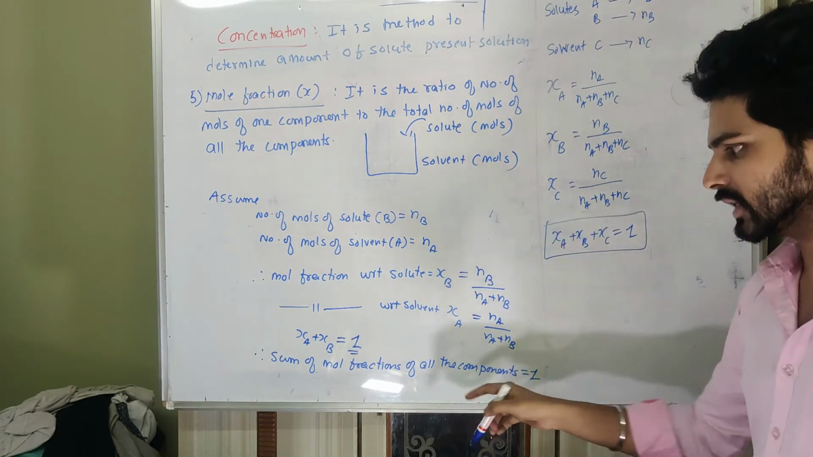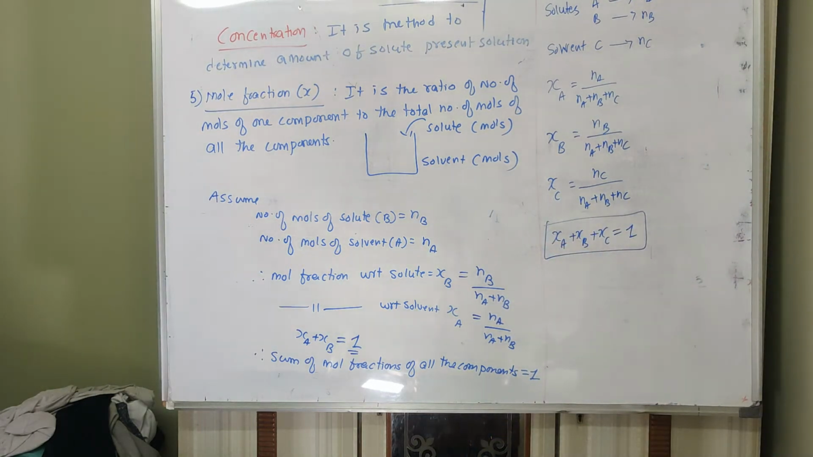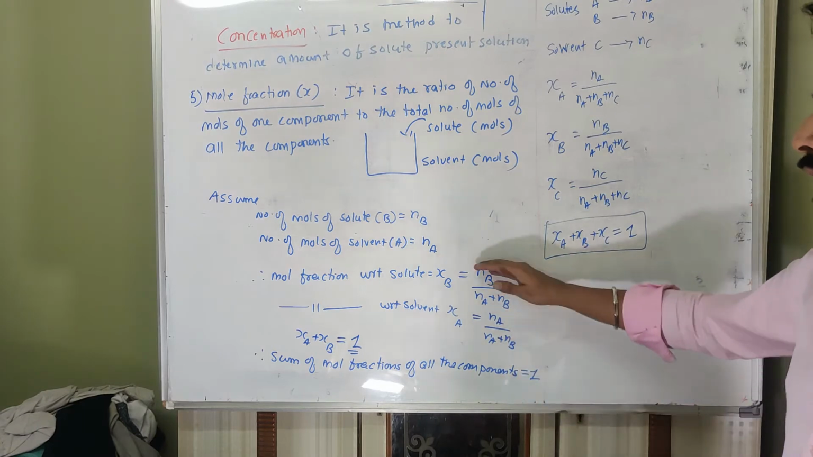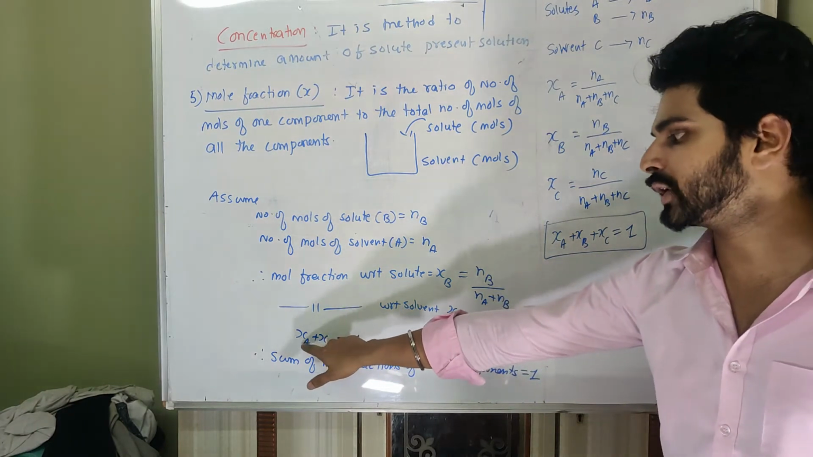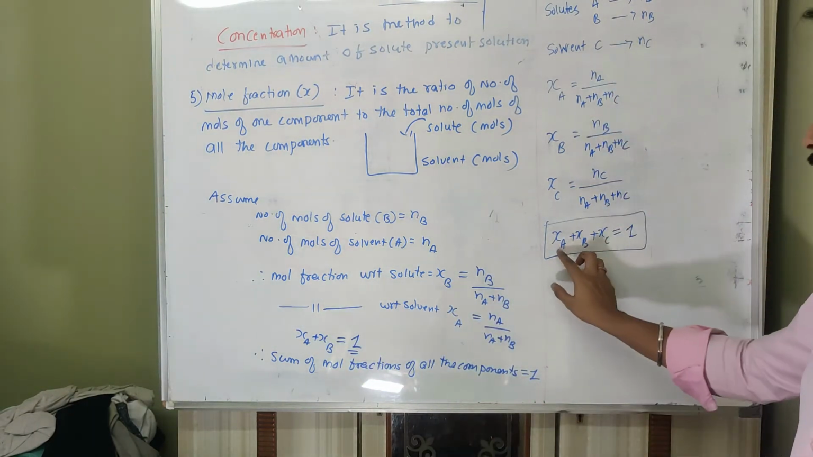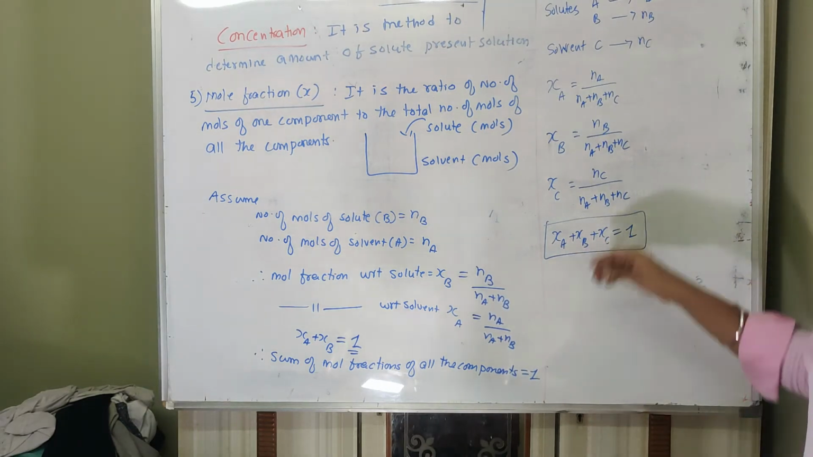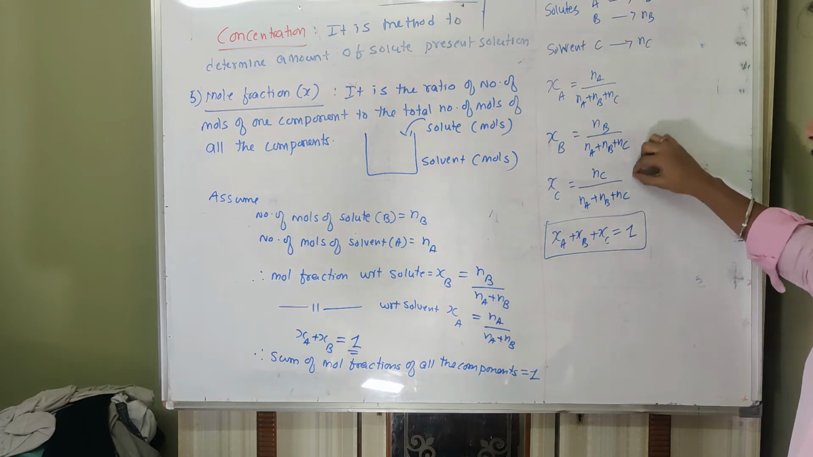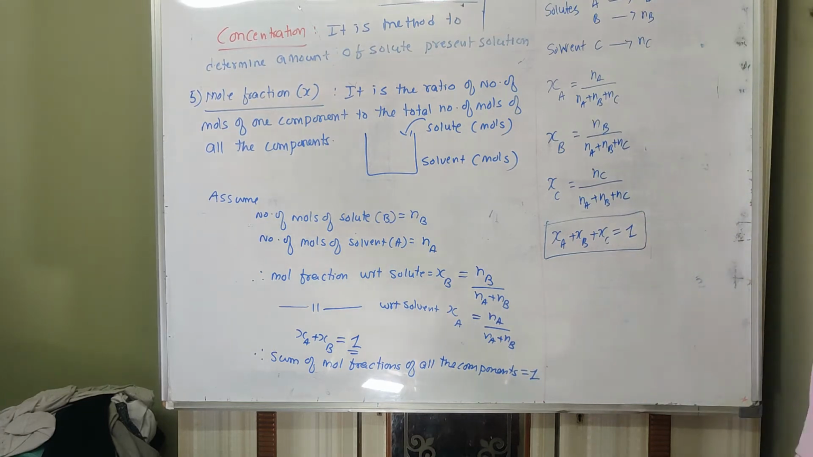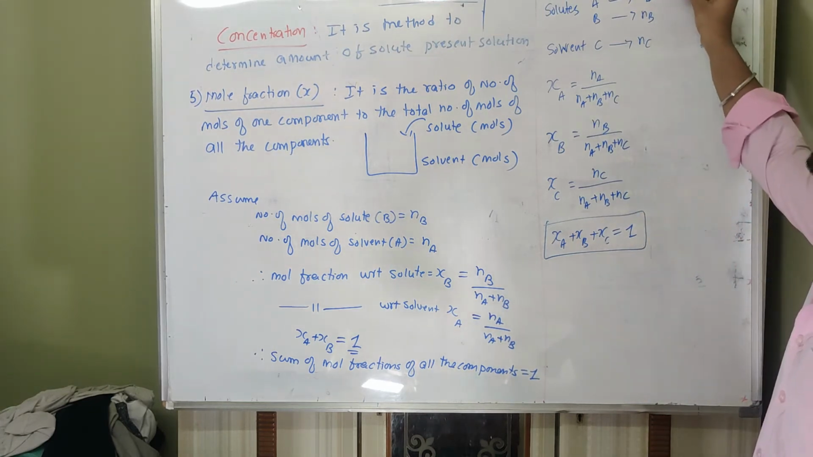So that's why it is written sum of the mole fractions of all the components. So if there are 2 components, then add the mole fractions of 2. If there are 3 components, then add the mole fractions of all the 3. Then it becomes 1. So here also we can understand when we add these 3, then only we can get 1. So this is very rarely asked.